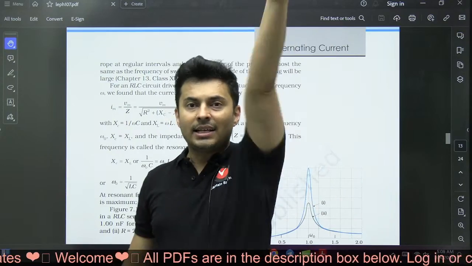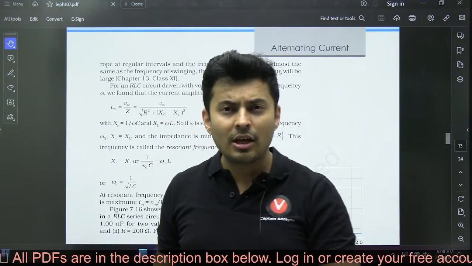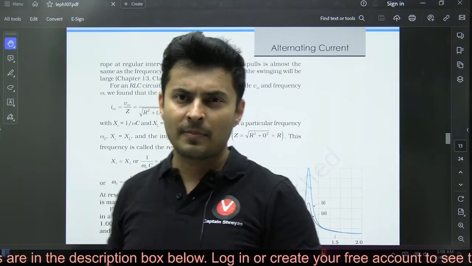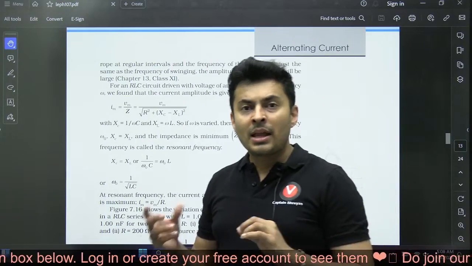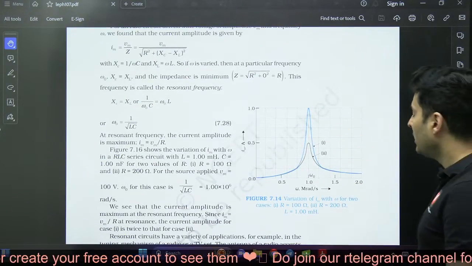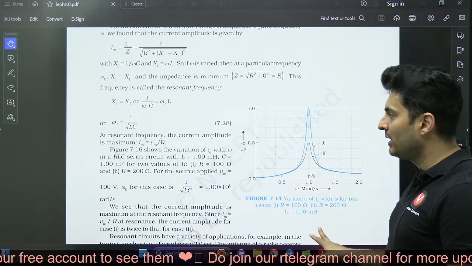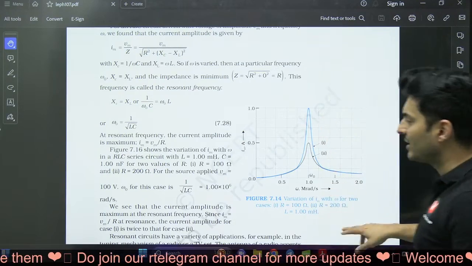Resistance is here, XL is on the top, XC is here. You do the vector addition of the resistances, you get Z, the impedance. Now the current will change when you change omega, and for a particular omega the current is maximum. This graph is very important again. It's maximum at resonance, and the resonant frequency is 1 by root LC. 1 by root LC, maximum current.